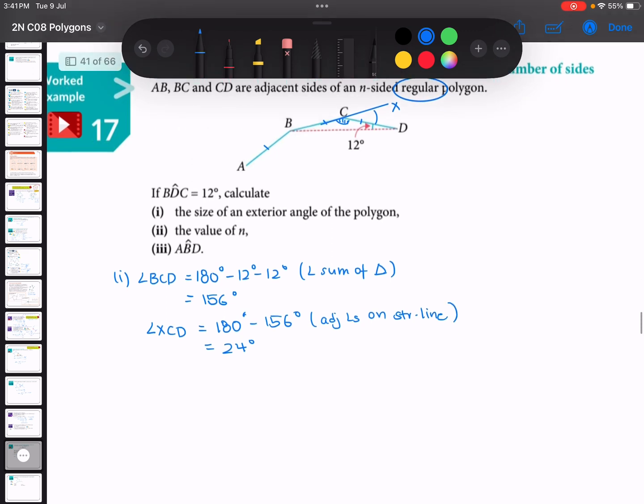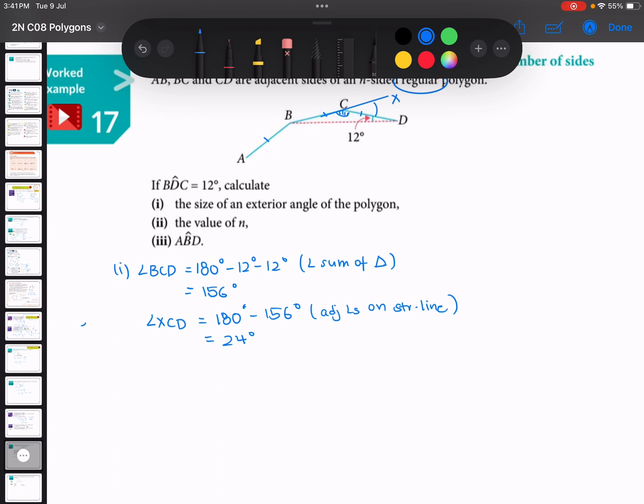Now that I know one exterior angle, this is the exterior angle. Let's write my statement outside. Now that I know one exterior angle, I can find the number of sides. N, which is the number of sides, will be 360 divided by one exterior angle. Oh sorry, I pressed wrongly. 15 sides.